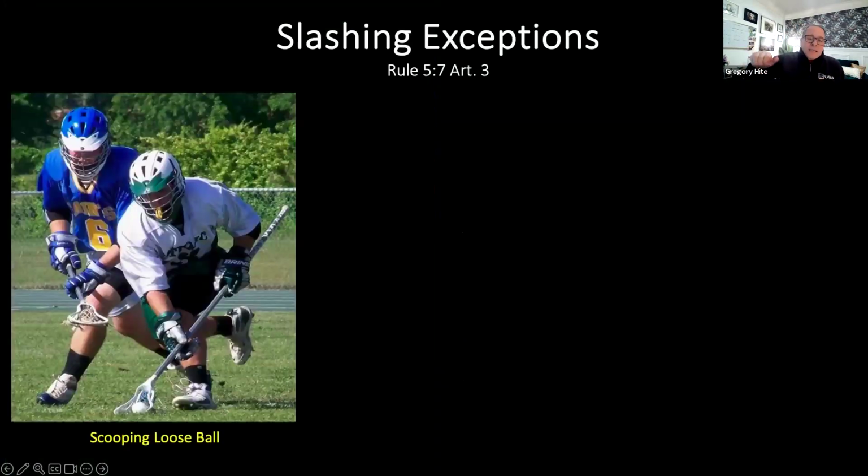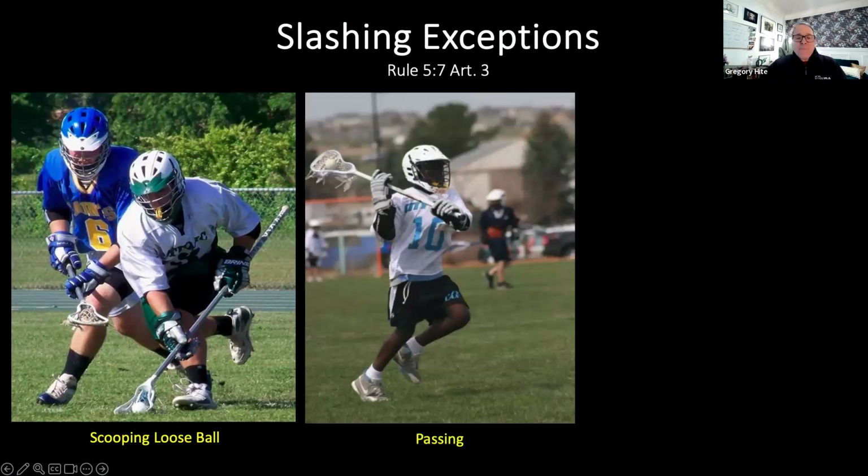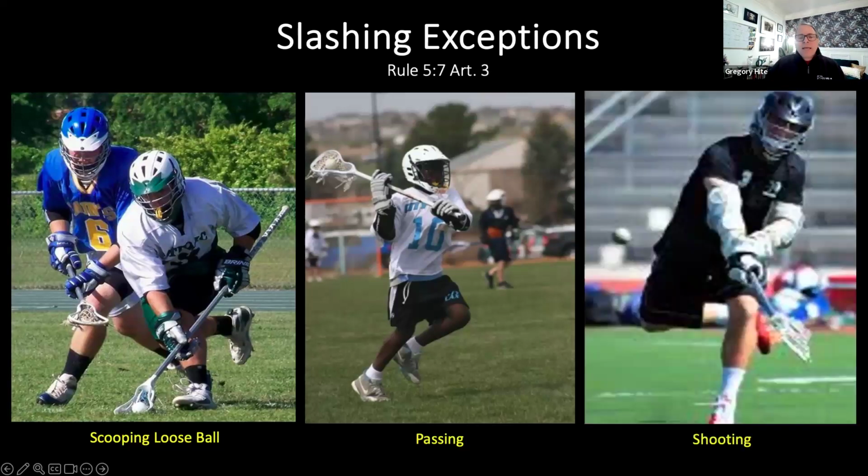So there are a couple of exceptions to slashing that I want to talk about, and these are by rule, right? If you are in the process of scooping a loose ball off the ground, and your stick comes up and hits somebody in the head or in the chest or where they're not supposed to hit it, this isn't a slash because you are attempting to get a loose ball. If you are passing and your follow-through makes contact with your opponent, that is not a slash. And then finally, if you are shooting and you make contact with your opponent, it is not a slash, right? So these are the exceptions to the slashing rule.